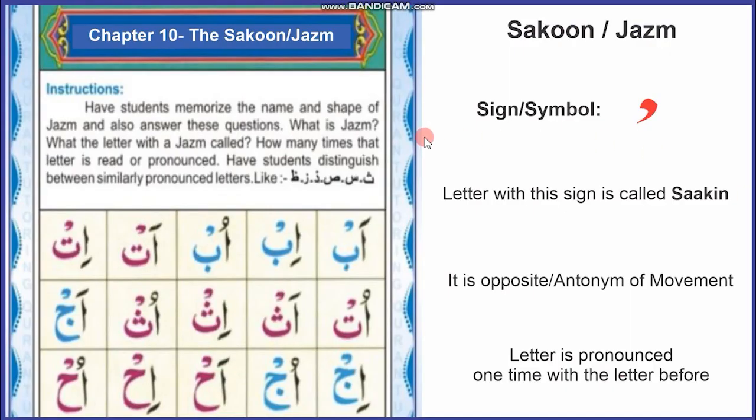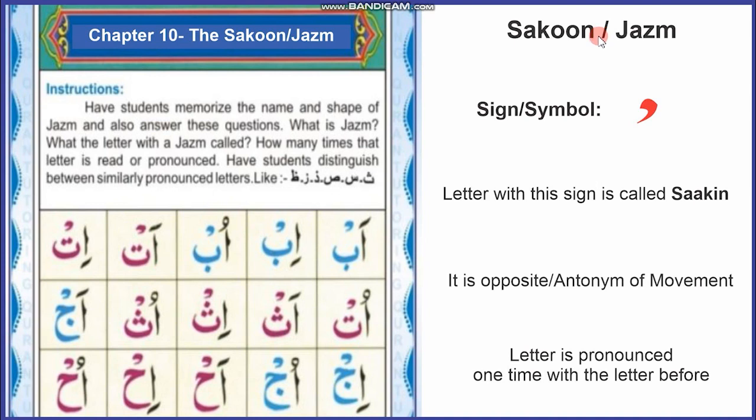Sukoon or Jazm. The sign or symbol of Sukoon or Jazm is this. Any letter which has this sign or symbol is called sakin. Sukoon or jazm is the opposite or antonym of movement. As we have discussed, in movement we move the letter, but in sukoon or jazm we stop on the letter. We do not move the letter.